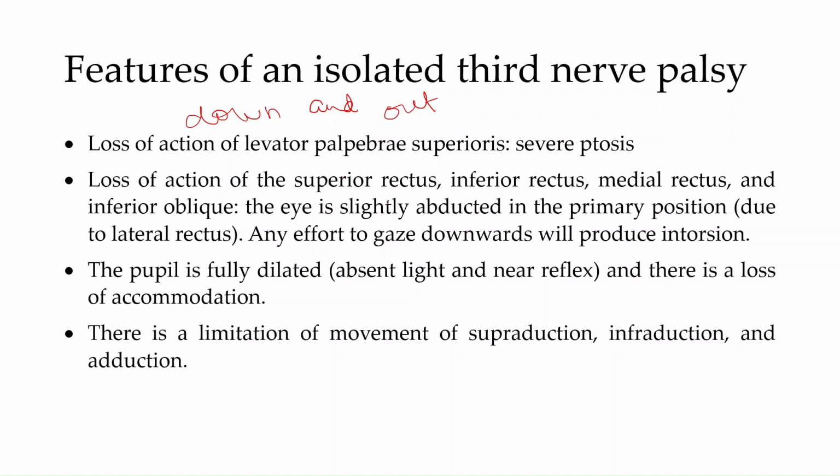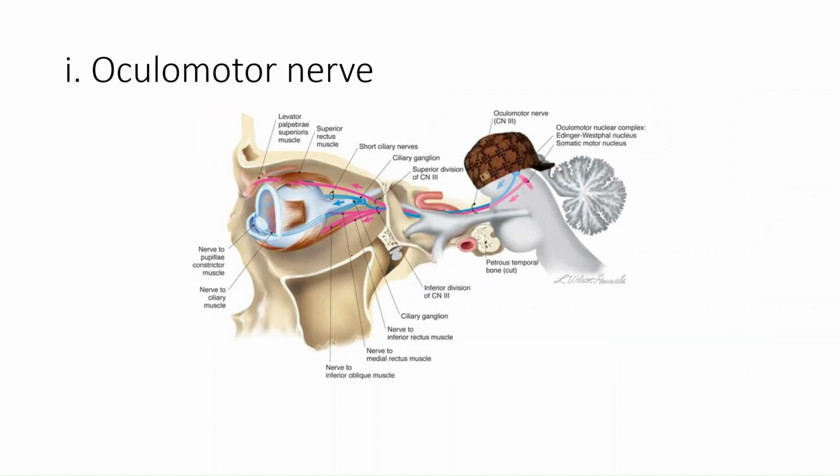Any effort to look downwards will cause intorsion because of the presence of a normal superior oblique. Then the pupil is fully dilated because there is an EPD, there is absent light and near reflex. So there is a big pupil and there is limitation of movement of supraduction, infraduction and adduction.